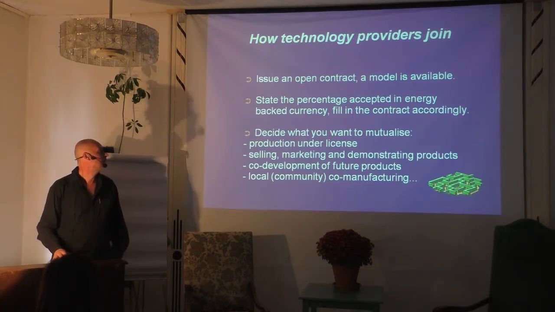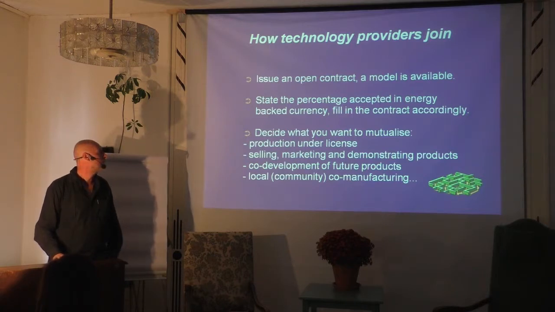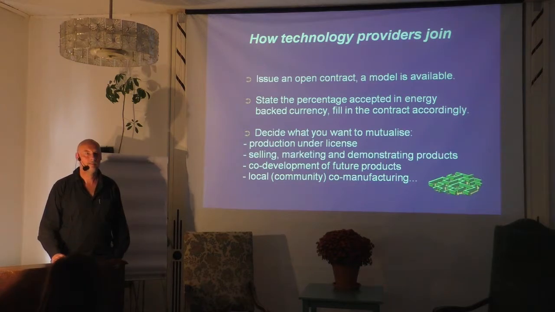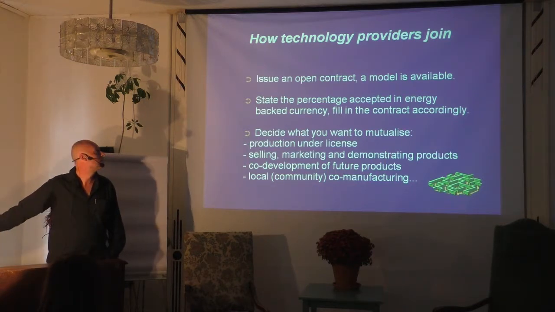So they state the percentage accepted in energy-backed currency and fill in the contract accordingly. And they decide what they want to mutualize. Production, under license, selling, marketing and demonstrating products, co-development of future products, co-manufacturing of existing products. It's very simple and straightforward.